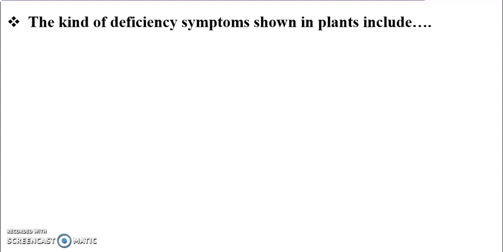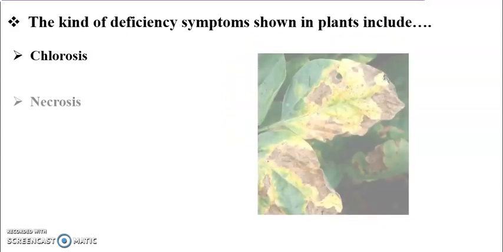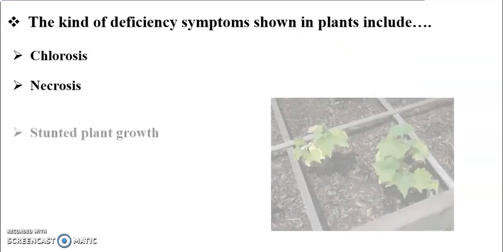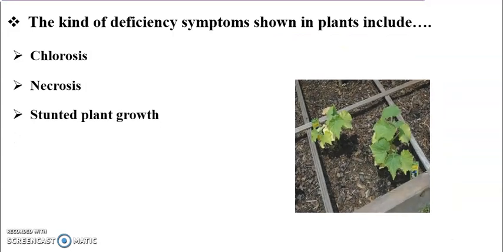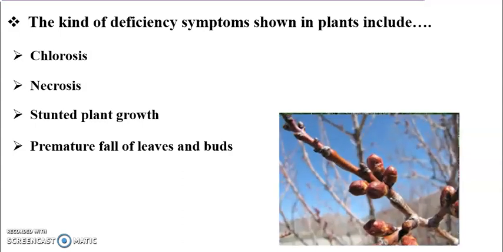So let us see what are the different kinds of deficiency symptoms that are shown in plants. There are four major types of deficiency symptoms. The first symptom is chlorosis. The second symptom is necrosis. The third symptom is stunted plant growth, and the fourth symptom is premature fall of leaves or premature fall of buds. So these are the four major types of deficiency symptoms that are most generally seen.